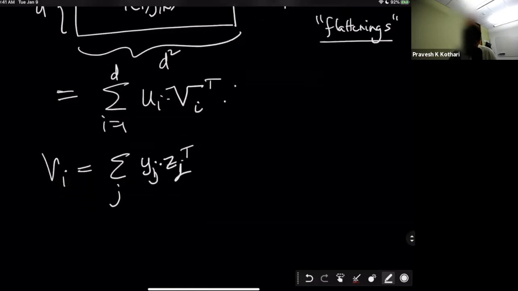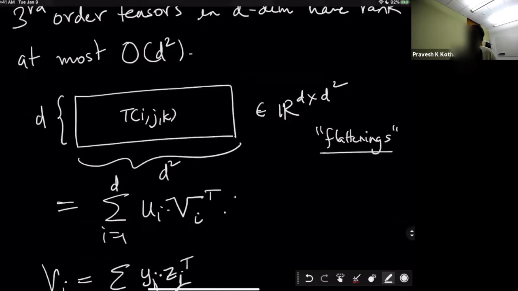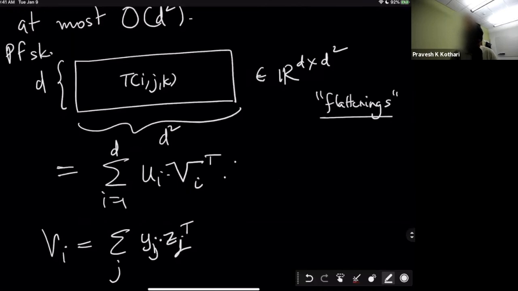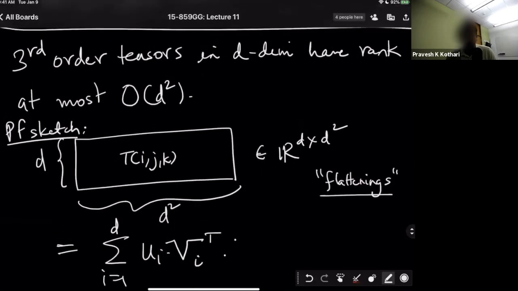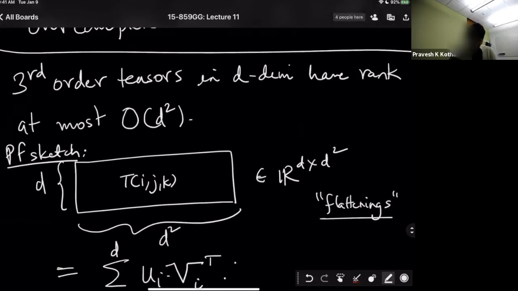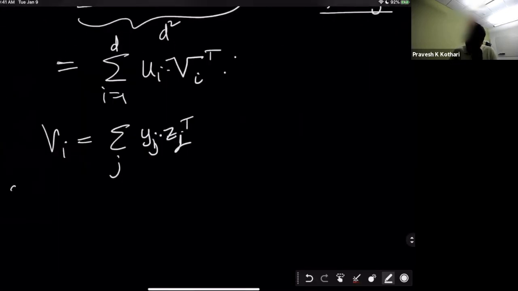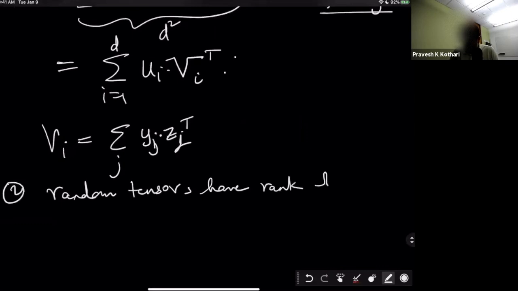Let me not go too much into detail. Here is a proof sketch. But is it convincing that the rank of a third order D-dimensional tensor can at most be D squared? Convinced? Okay, very good. So now the question is, is this a good upper bound? Point number two: it turns out that it's a good upper bound. In particular, random tensors have rank Omega of D squared.